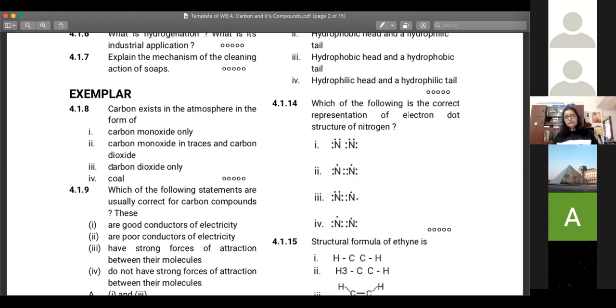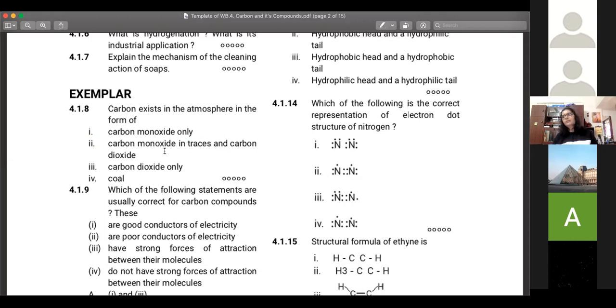But the concentration of carbon monoxide is very less. That's why it's in traces. Traces means very, very small quantity. So it's not carbon dioxide only, right? There is a little bit of carbon monoxide also. Very little. It's in traces. Very, very tiny amount. That is why this is the answer. So carbon dioxide is a lot and carbon monoxide also exists in traces.